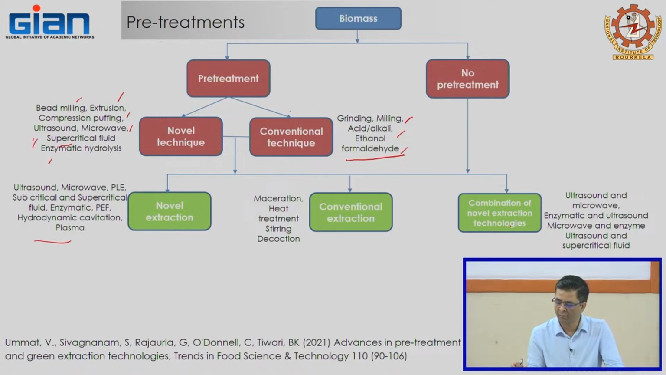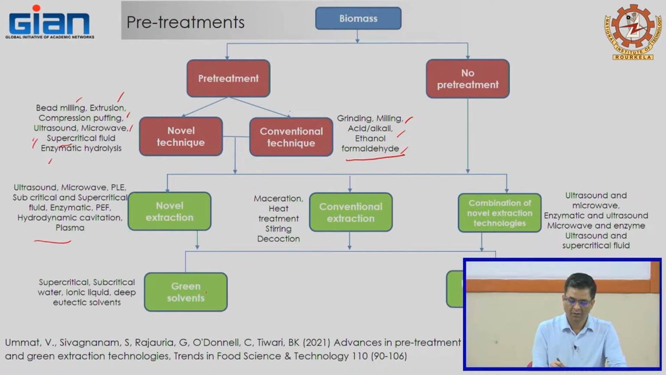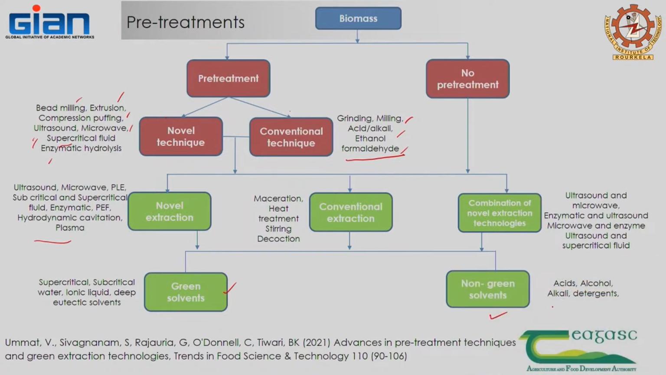Or you have a combination of novel extraction, that is ultrasound and microwave together, or enzyme and ultrasound: ultrasound to disrupt the cell and then add enzyme, or you add an enzyme first and then use a microwave to inactivate that enzyme and carry out the downstream processing. Use green solvent or non-green solvent. As I said, one of the principles of clean and green extraction is that if you are using acid, alkali or different chemicals and you give a pre-treatment with ultrasonic, your usage of solvent reduces.